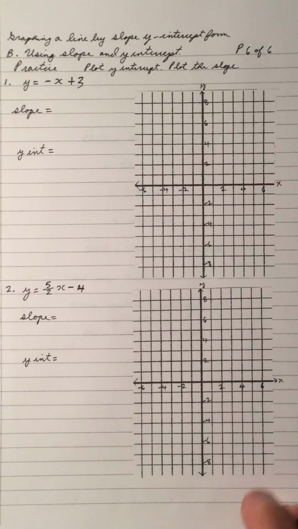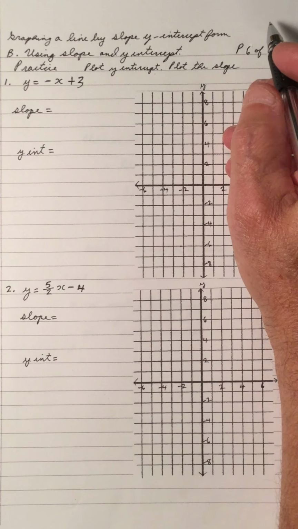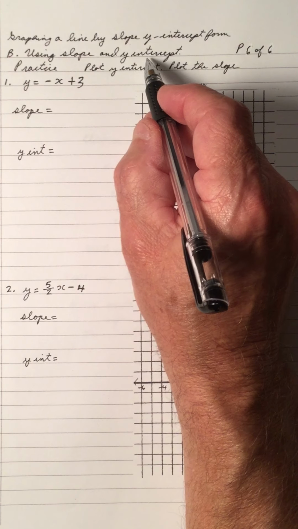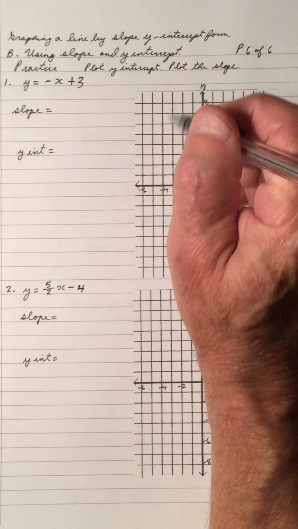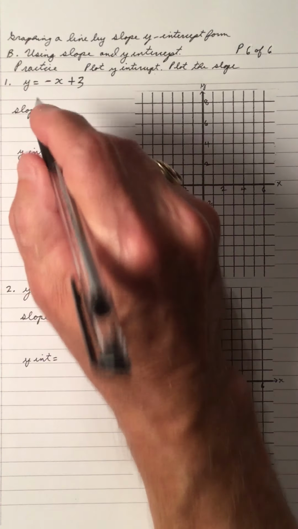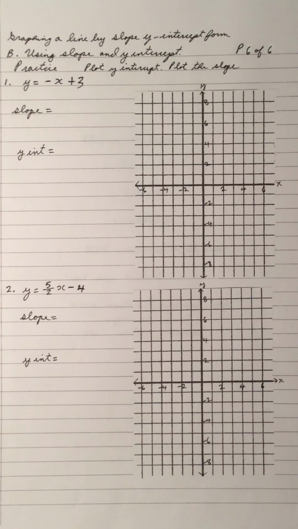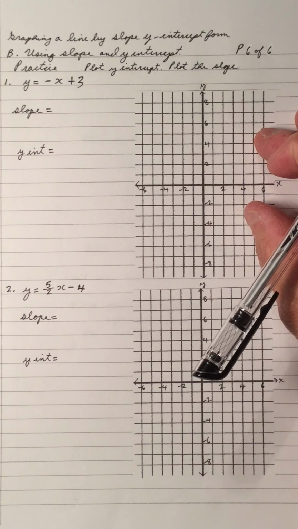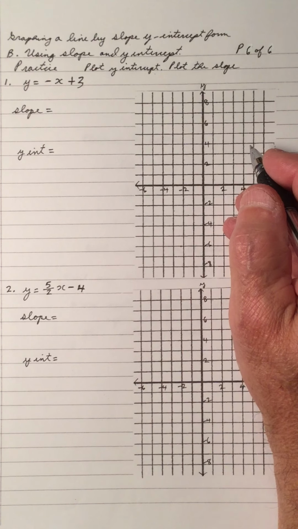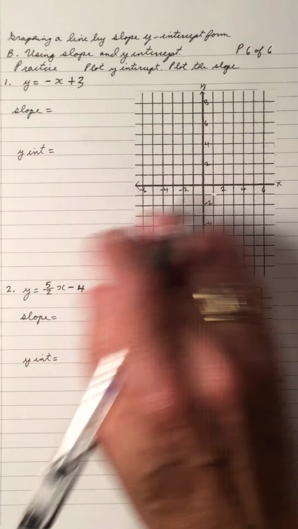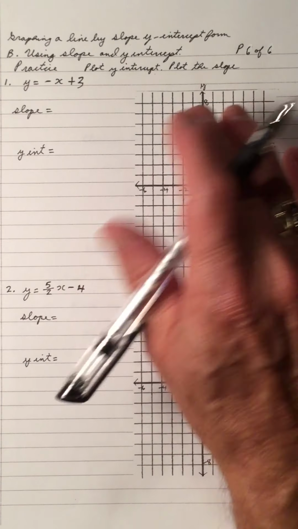And I have a practice. Using the slope-intercept form, we're going to plot the y-intercept and then plot the slope, and you should have your line. You practice these. Pause your video, find a bit of graph paper, and see if you can graph the line correctly. Here we go. Do one at a time. Then press play to see if you're right.